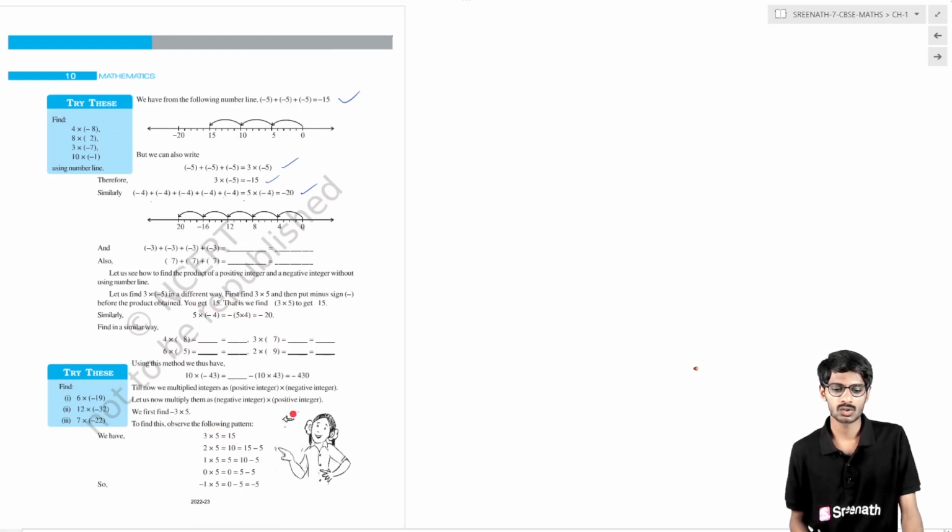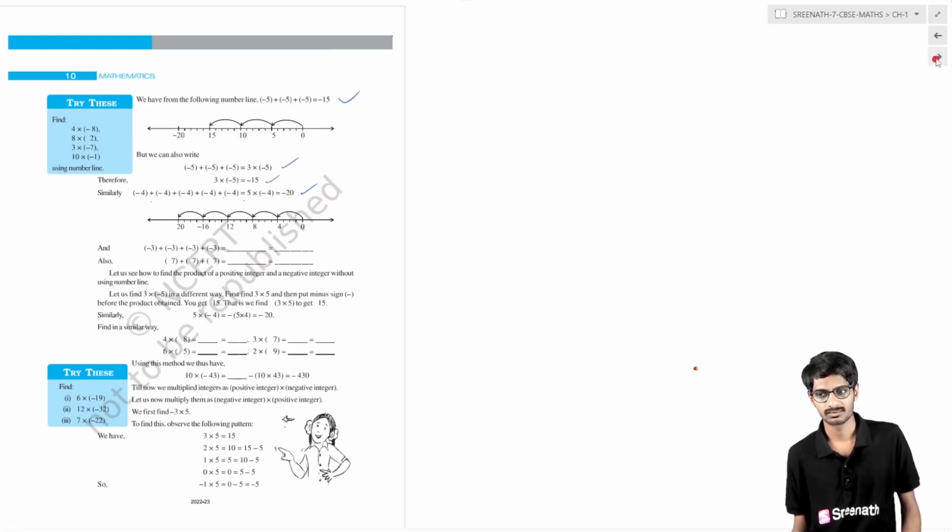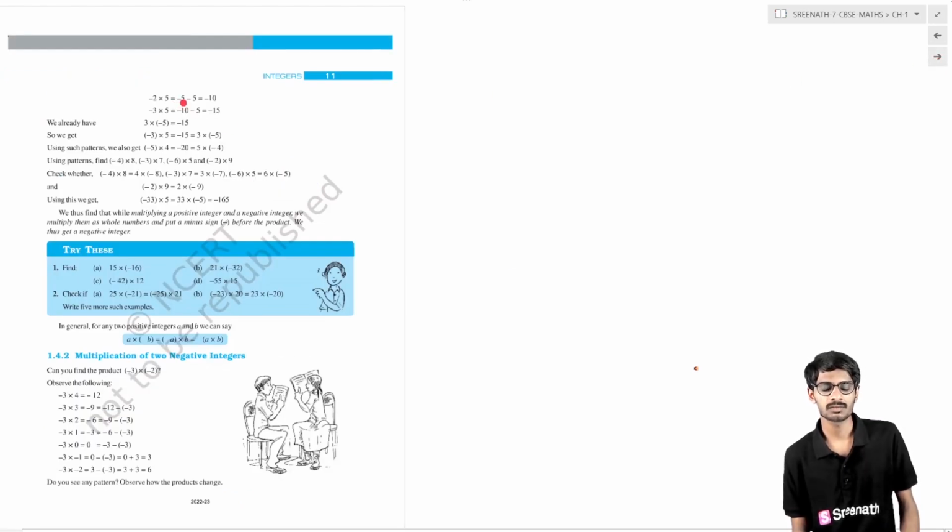Now, how will multiplication happen? 3 into 5 gives rise to 15, 2 into 5 gives rise to 10, which is nothing but 15 minus 5. Next, 1 into 5 gives 5, which is 10 minus 5. Next, 0 into 5 is equal to 0, which is 5 minus 5. Next, -1 into 5 is nothing but 0 minus 5, that is -5. Next, -2 into 5 is -5 minus 5, that is -10. -3 into 5 is -10 minus 5, that is equal to -15.